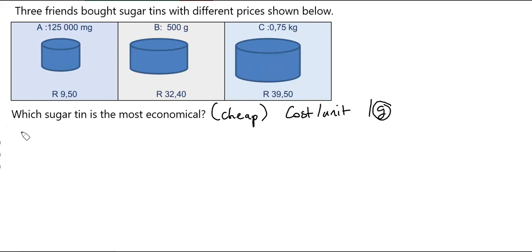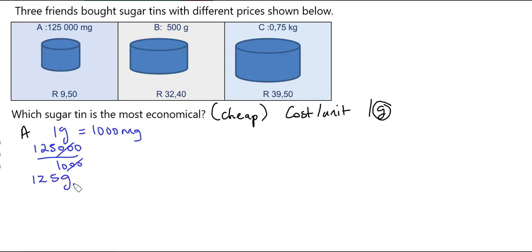So let's start with A. Now with A, we have got 125,000 milligram. And how do we convert to grams? We know that one gram is equal to 1,000 milligram. So here it means we are moving from a smaller unit to a bigger unit. We divide. So we divide by 1,000. So it's going to be 125,000 divided by 1,000. Then we cancel there. It's going to be 125 grams.